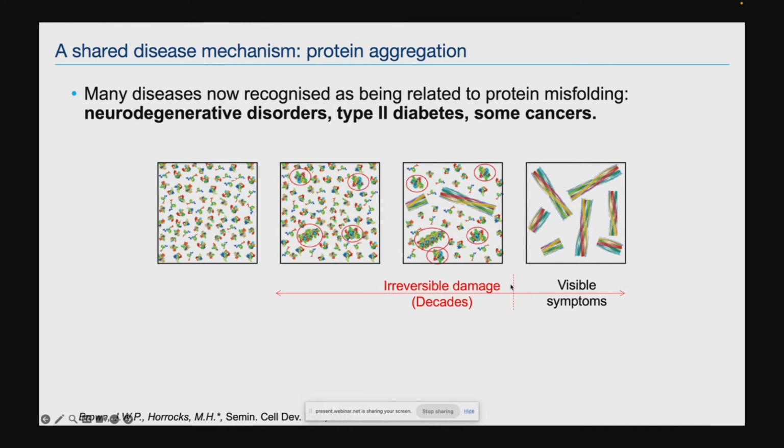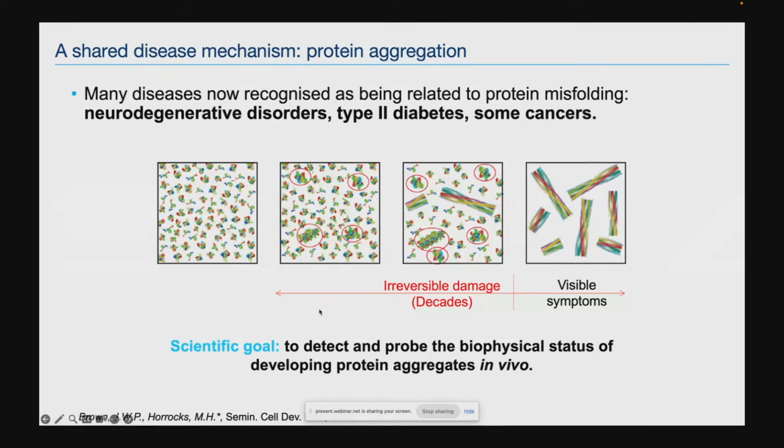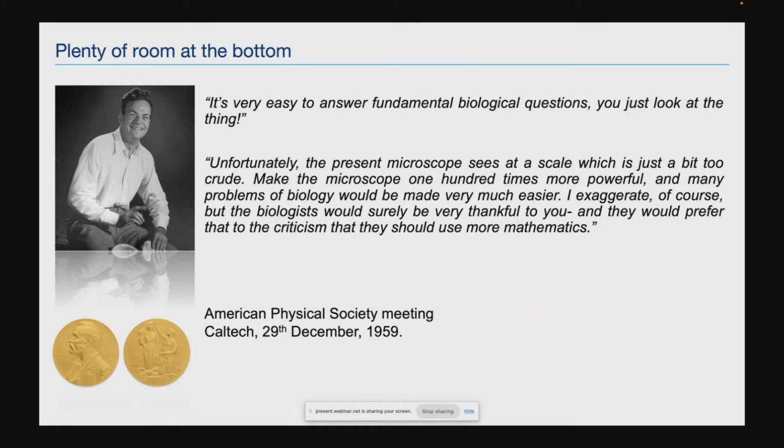One of the major problems that we have is that by the time that visible symptoms are present, most of the damage has already occurred. In fact, it's occurring decades prior to the formation of these symptoms. So ideally, we'd like to be able to detect and probe the biophysical status of these developing protein aggregates in vivo prior to symptomatic onset. If we could do that, we could then diagnose earlier, and we could also test therapeutic interventions at an earlier stage. So how are we going to do this?